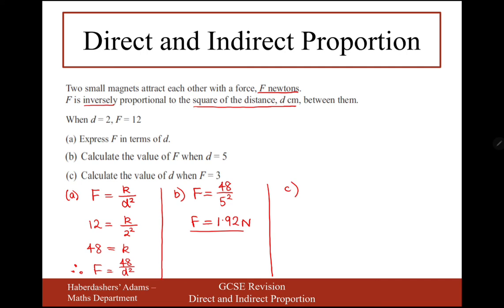Work out the value of D when F is 3. So let's substitute that into the formula. 3 will be F, and then it's going to be 48 over D squared. So I'm going to multiply the D squared onto the other side. Divide by 3. And I think I get 16, but I don't want to make a mistake on the video, so I'm going to check on the calculator. Yes, 16. And then I'm going to square root.